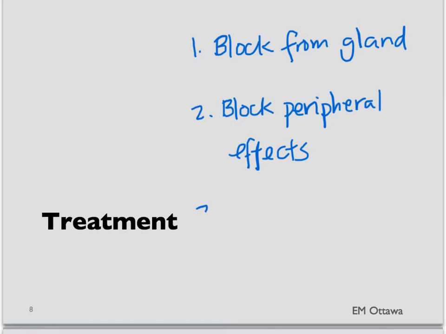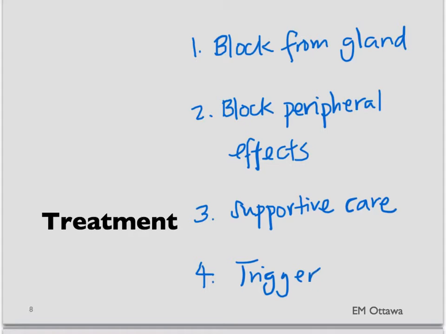Let's talk about the different kinds of treatment. Treatment is divided into 4 different components. First, we block the hormone from the thyroid gland. Second, we block the peripheral effects of the hormone. Thirdly, we give supportive care to the patient, ensuring the ABCs are alright. And fourthly, we look for that trigger and we treat it. We'll now talk about each one of them.